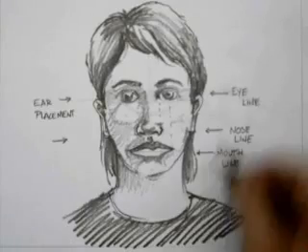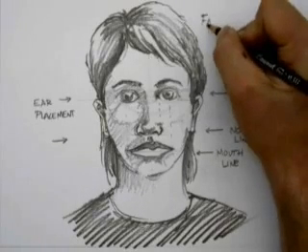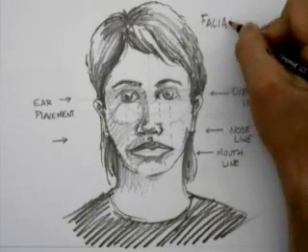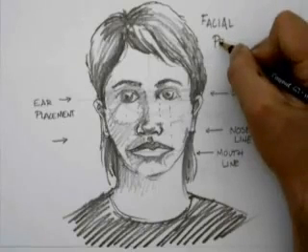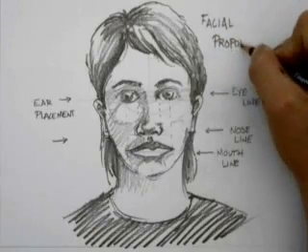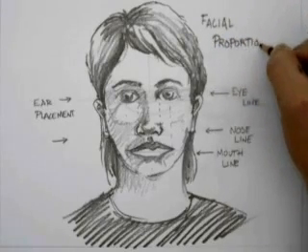And there you have it. There's your facial proportions. Remember, eye line's in the middle of the face, nose line is in the middle of the eye line and the chin line, mouth line is in the middle of the nose line and the chin line. Make sure that when you draw your hair, you bring it off your head.